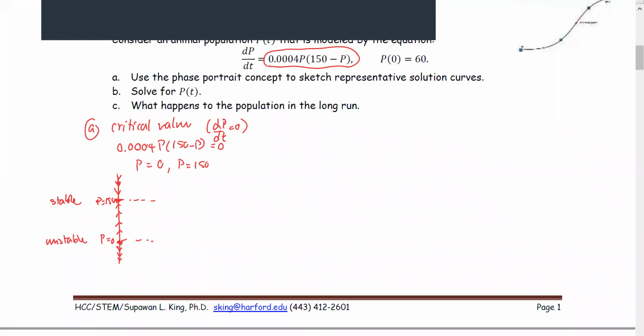Sketch the solution curve. As P at 0 is greater than 150, the solution curve approaches the line P equals 150. For P subscript 0 anywhere between 0 and 150, the solution curve is increasing and approaching the line P equals 150. For the initial population less than 0, we get a decreasing solution curve that goes further away from the line P equals 0.